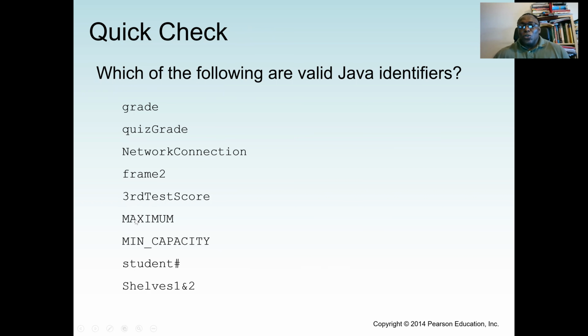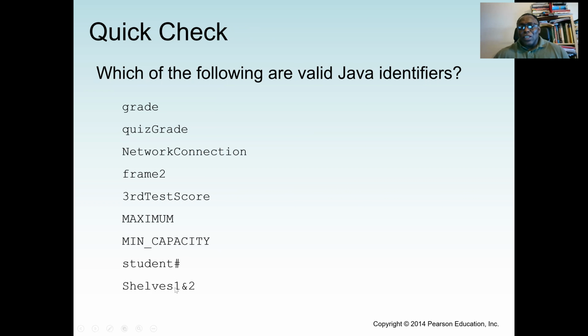The second one is correct. We can use uppercase or lowercase. The third one also is correct. We can use underscore between. The only thing we can't use is a space. Student#, this is wrong. Why? Because we are using the pound sign. The only symbols that we can use in Java are either underscore or $ sign.